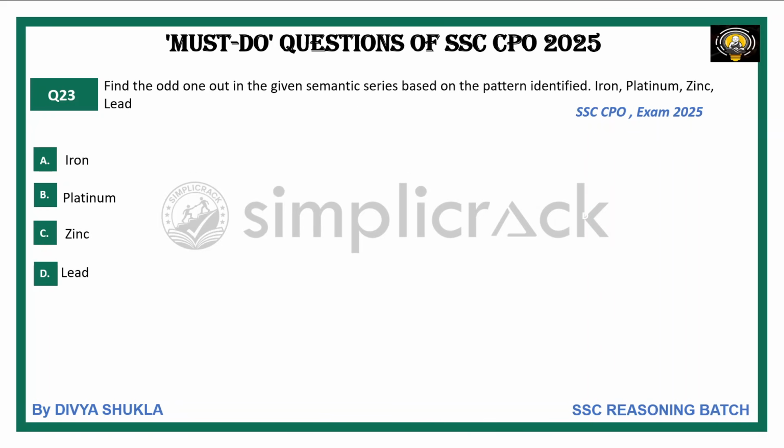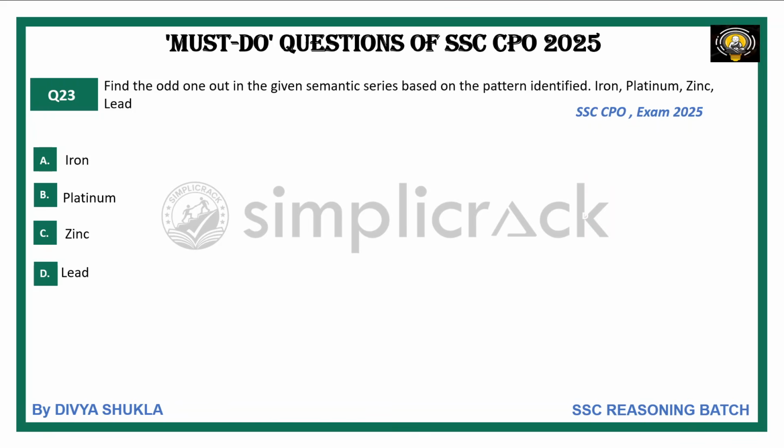Let's see question number 23. Find the odd one out in the given semantic series based on the pattern identified. You have iron, platinum, zinc and lead. So in this question, the main thing is that platinum is the odd one out here.